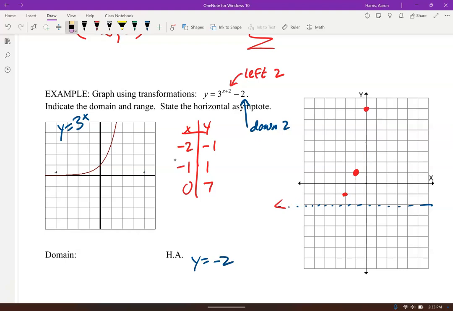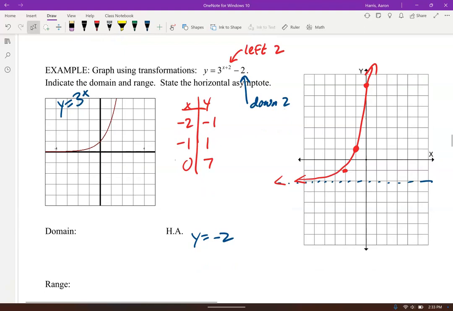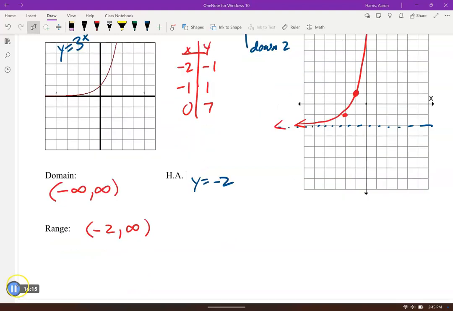So I should draw this a little better. Or like that. All right. Anyways, you could graph some more if you wanted to, but your domain would be negative infinity, infinity, and your range would go from negative 2 up. All right, let's keep going here.